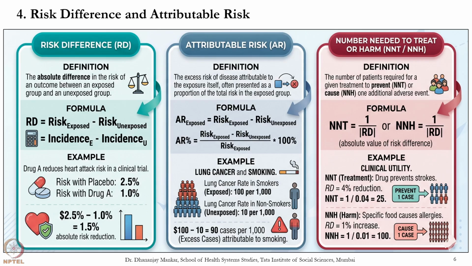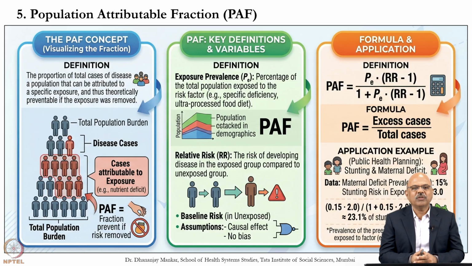In the example for attributable risk, it was lung cancer and its association with smoking. And in the first case, drug A reduced heart attack risk in a clinical trial, where placebo and a particular drug were compared with a risk difference there. Population attributable fraction, that is PAF. What is PAF? The proportion of total cases of disease in a population that can be attributed to a specific exposure, and thus theoretically preventable if the exposure was removed.